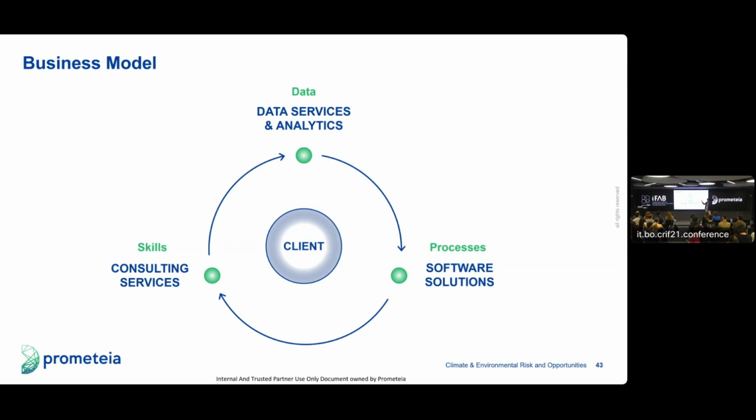Analytics and software. So we produce software that entails the data, and they also use the business skills and all the skills, because we are a company of competencies. That's the real point. And so you have to consider these three vertices of this triangle as the business model that is behind Promethea.